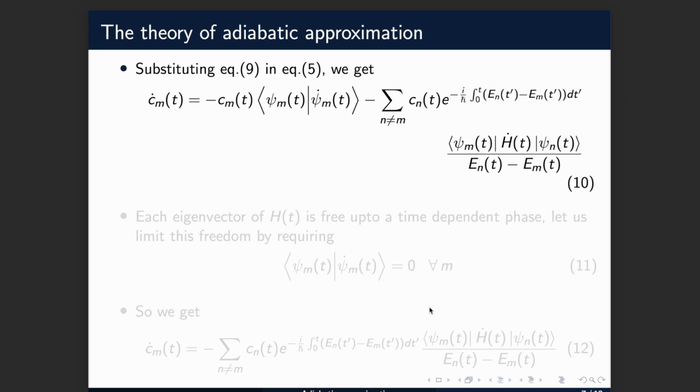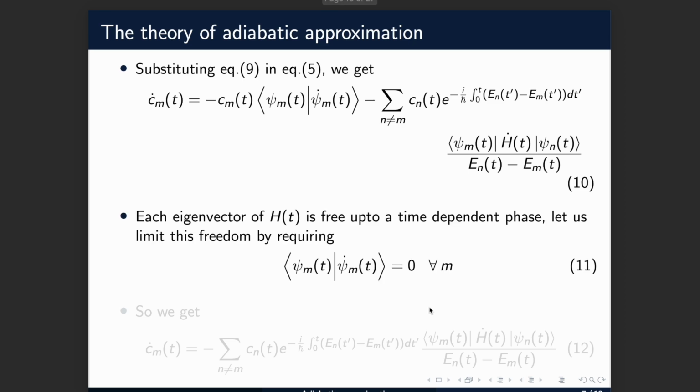result. Now we will use the phase factor freedom for each eigenvector and we restrain this freedom by requiring this inner product with each eigenvector to be 0, equation 11. We use the freedom of the phase factor and require this inner product to be 0.